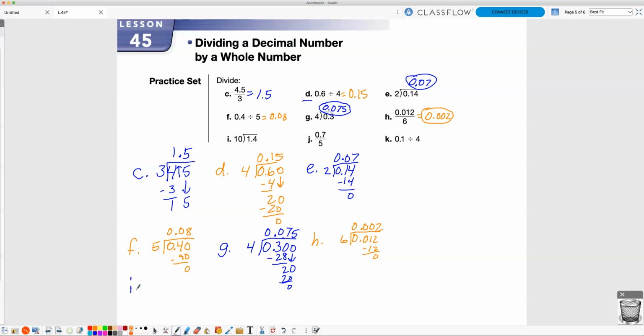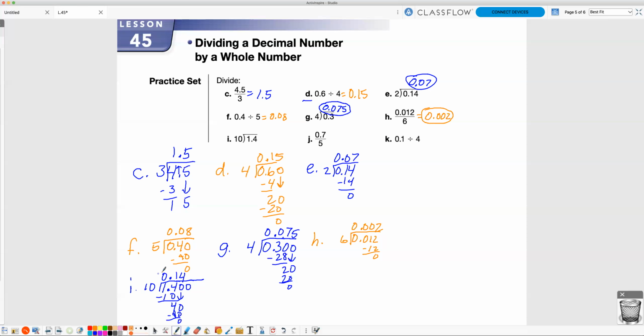For letter I, you have 14 tenths divided by 10. You can see that I'm going to add some zeros, just a couple zeros for good measure. And then I have the decimal straight up in the answer. 10 will not go into 1. 10 will go into 14 one time. 1 times 10 is 10. 10 subtracted from 14 makes 4. Bring down the 0. 40 divided by 10 is 4. 4 times 10 is 40, and there's nothing left over.